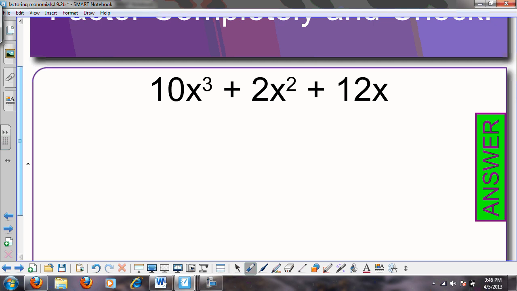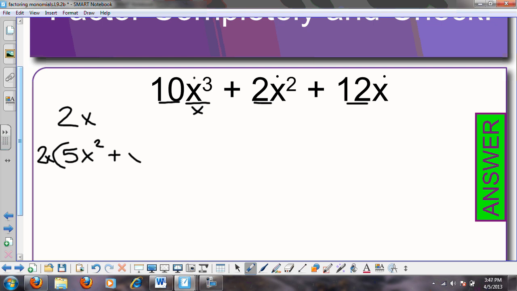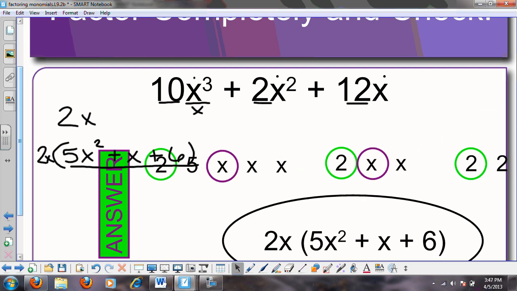Coefficients: 10, 2, 12. Common factor of 2. x cubed, x squared, x. Common variable of x. We're going to pull out both of those. So 2x. 10 divided by 2 is 5. x cubed divided by x. When we divide variables, what do we do with the exponents? Subtract. 5x squared plus 2 divided by 2 is 1. x squared divided by x is x. Plus 12 divided by 2 is 6. x divided by x is 1. 2x times the quantity 5x squared plus x plus 6. Is that correct? It is exactly the same.